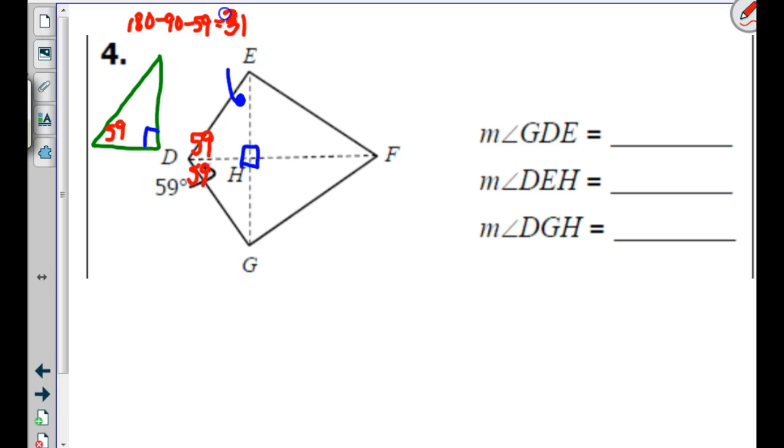Let me double check that. Yep, that's right. So this one is 31, which is this in here. So this guy right down here is also 31. All right, let's see what they ask for. GDE. Interesting. That is the whole thing that I talked about in the last one. GDE is all of that. So that one's 59 plus 59.